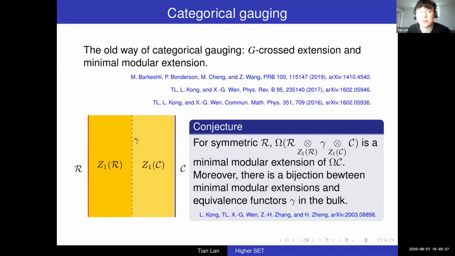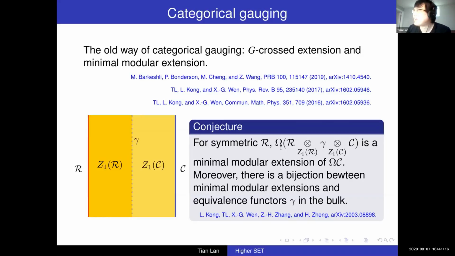And moreover, we conjecture that this should be a bijection between these minimal extensions of a braided fusion n-category and the equivalence functors that preserve, in the symmetric case, just preserve the embedding in the bulk of the SET. Okay. I think this is already a very non-trivial conjecture.